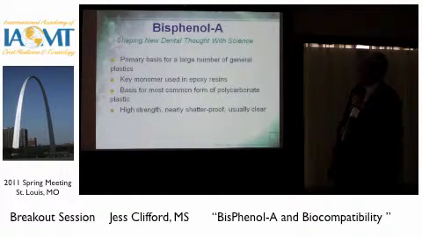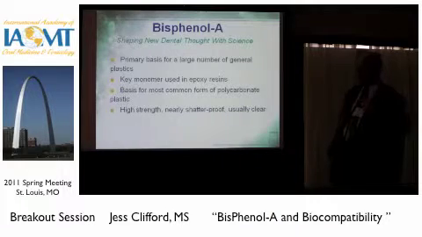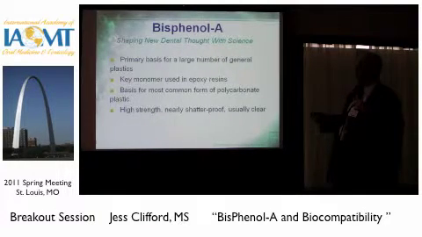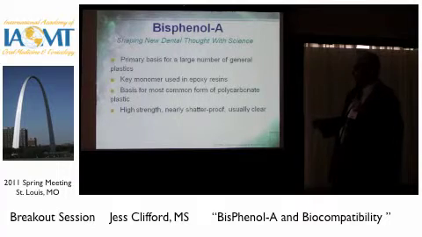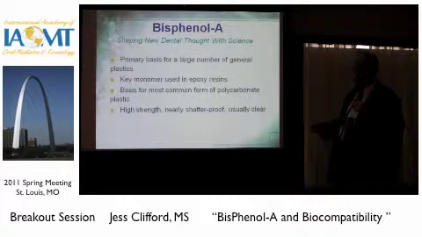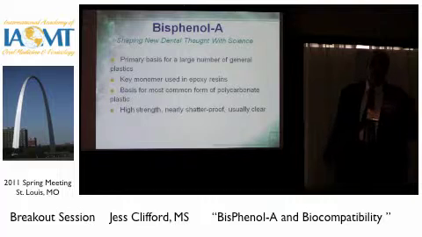It is the primary basis for a large number of general plastics. It's a key monomer used in a number of epoxy resins. It is the most common form of polycarbonate plastic. Its high strength makes it very desirable for a number of applications. It is nearly shatterproof and usually clear.